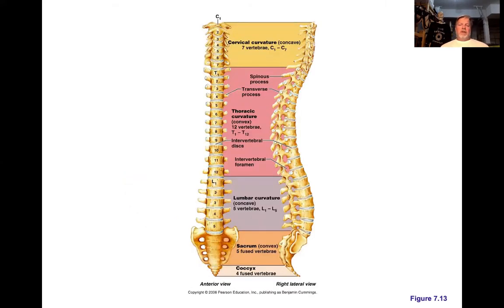This is probably going to make up the largest portion of this video. This is the vertebral column, and in the vertebral column you've got 26 irregular bones, the vertebrae.